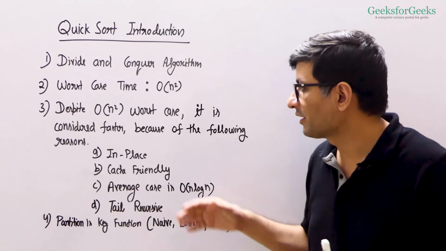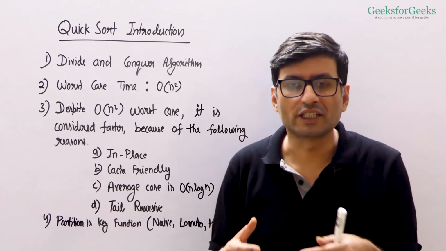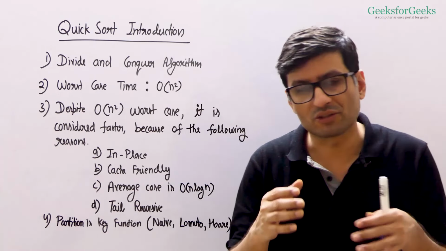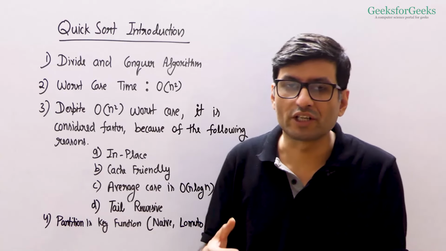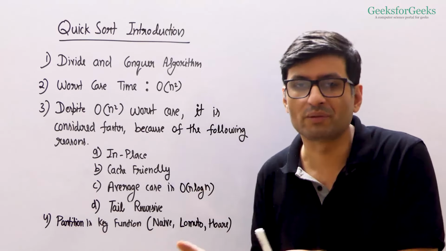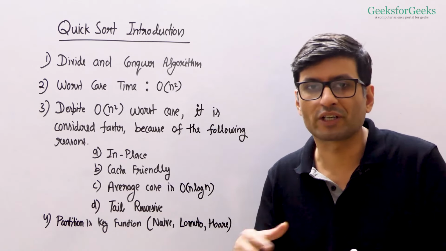The reasons are, it is an in-place algorithm. See, this is arguable. Saying in place is arguable because it requires auxiliary space for the recursion call stack. But when we say in place, we mean it does not create auxiliary arrays to partition the array. It does not copy input data to some auxiliary array. It only uses auxiliary space for the recursion call stack.